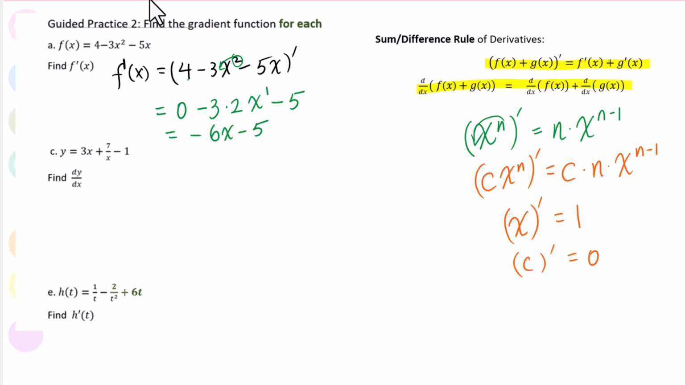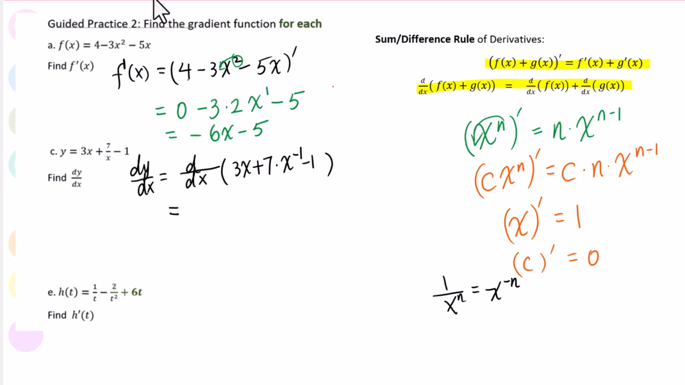For C, we are looking for dy dx. dy dx equals d dx of... We will change every single term into single power: 3x plus 7 times x to the negative first power minus 1, because 1 over x to the nth power equals x to the negative nth power. Let's work out each term separately.